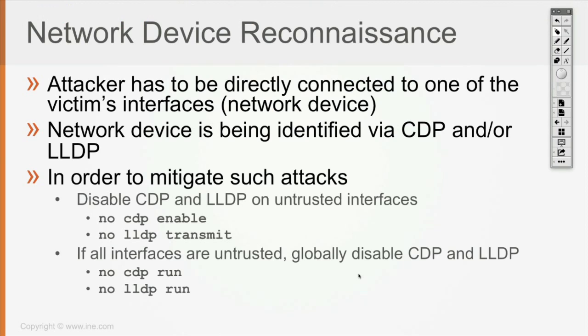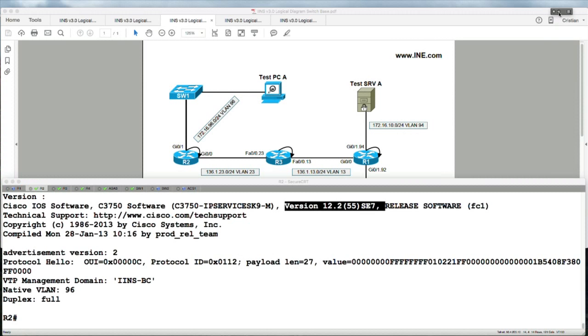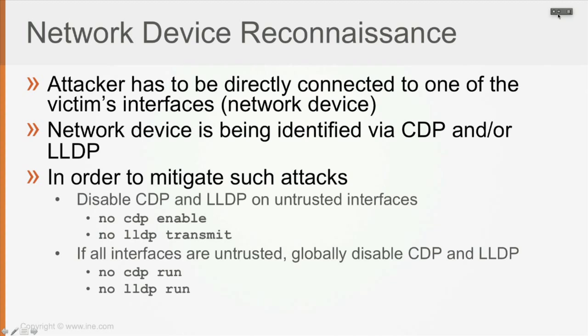So clearly, in order to mitigate against such attacks, the only thing you have to do is to either globally disable LLDP and CDP, or only disable those on untrusted interfaces. If you disable CDP and LLDP per interface, you just say no CDP enable and no LLDP transmit. So that's going to be the CDP command disables CDP completely both ways.